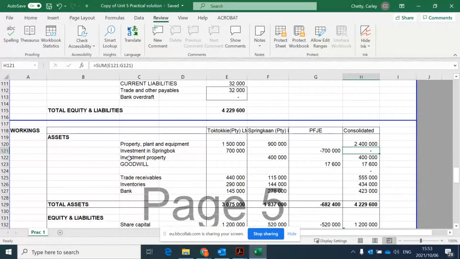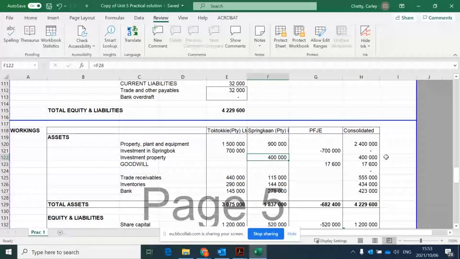Then we have investment property. So Talkie doesn't have any investment property. SpringCon has 400,000 Rand of investment property. So if we add this together, it's nil plus 400,000. That will give us 400,000 investment property in the consolidated statement of financial position.